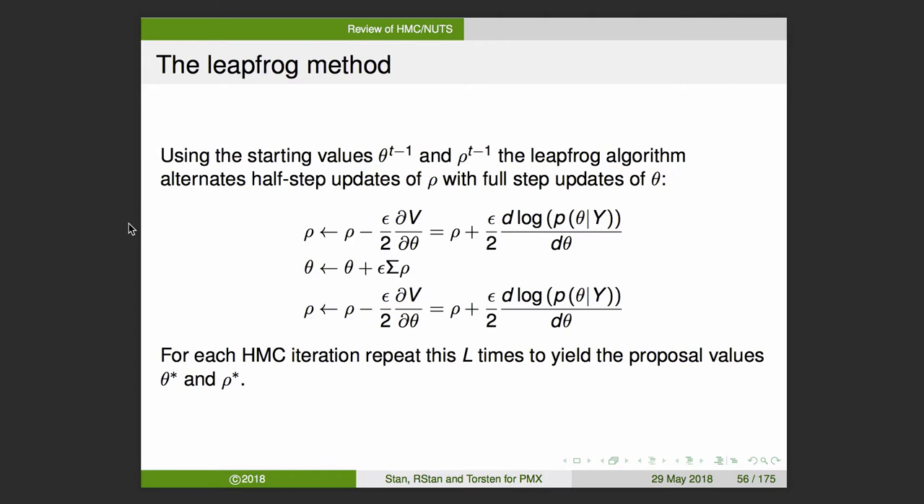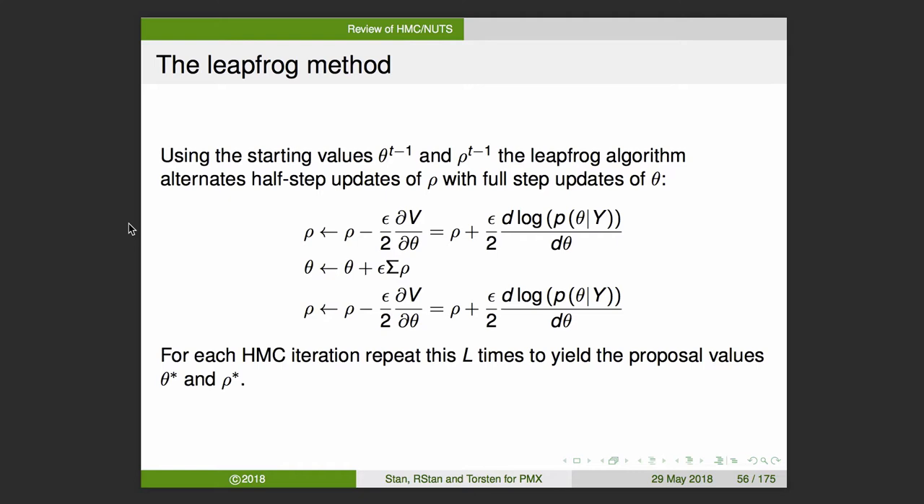I don't want to spend a lot of time on these parts, but just the quick elements here. The leapfrog method is essentially a fairly simple ODE solver, vaguely similar to something like the midpoint method, where you do half step updates for rho and full step updates of theta in order to generate new values, and then at each HMC iteration you repeat that some pre-specified L times to yield proposal values for both theta star and rho star.